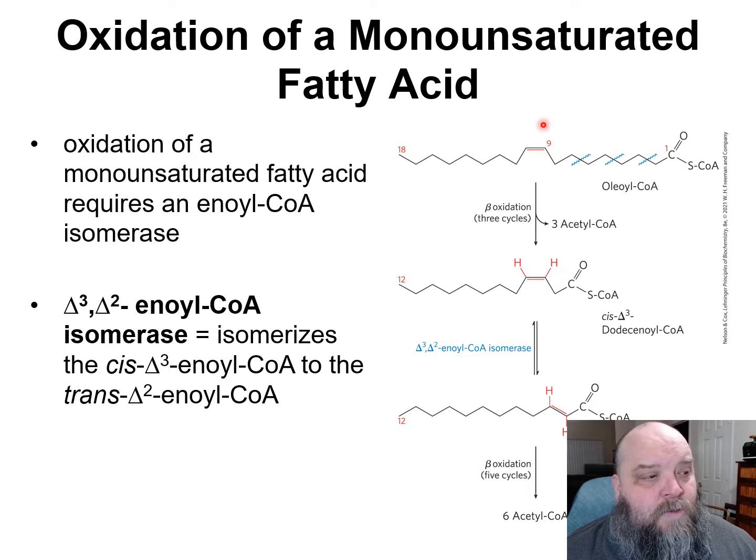Well, you can't do that with this double bond. So first you've got to get rid of the double bond. So you go through, you cut, get rid of those acetyl-CoAs, normal beta oxidation. Now you're here with this carbon-carbon double bond. First, you've got to make some changes.